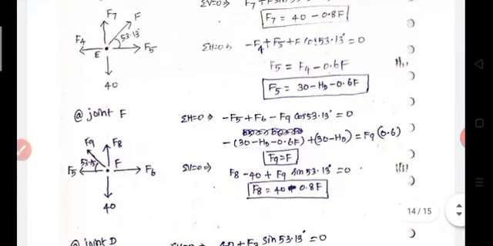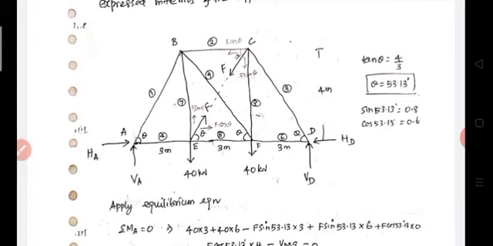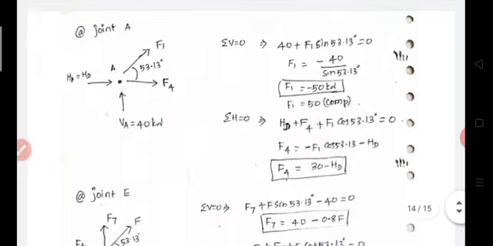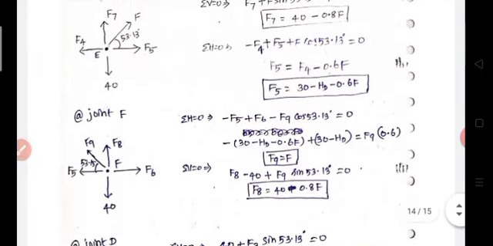Then take joint F. Now at joint F, only two unknowns: one is F9, another one is F8. First apply the horizontal equilibrium equation. So F5 is in the left side direction, minus F5, then plus F6 minus F9 cos 53.13 is equal to 0. Substitute the known values. F5 we already know, and F6 is also already known. From that, F9 is equal to F. Finally F9 is equal to F.